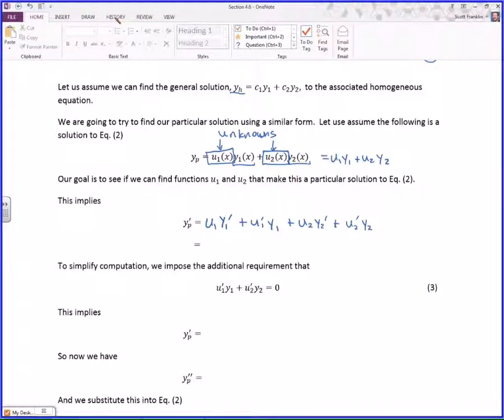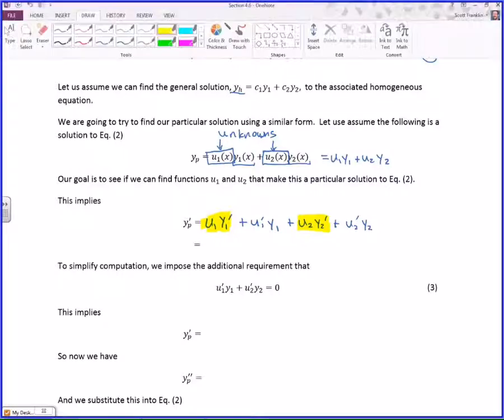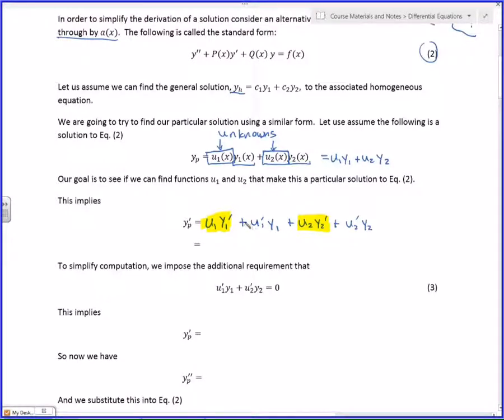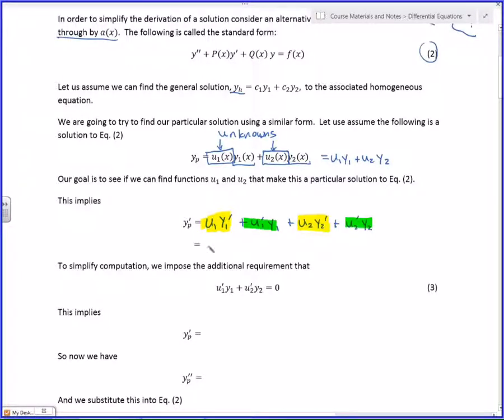So I want to group these together. I want to put my u1 y1 primes and my u2 y2 primes together. I'm basically grouping them by what's primed. So I have u1 y1 prime plus u2 y2 prime. I'm reordering, that's all I'm doing. Then u1 prime y1 plus u2 prime y2.